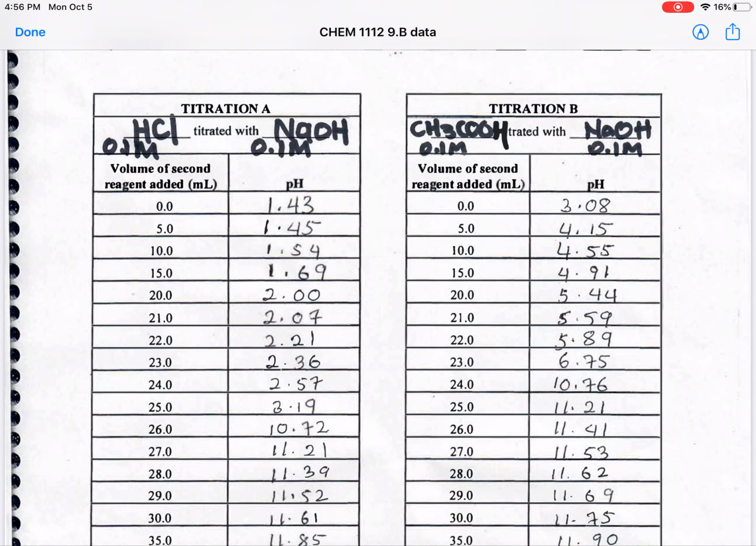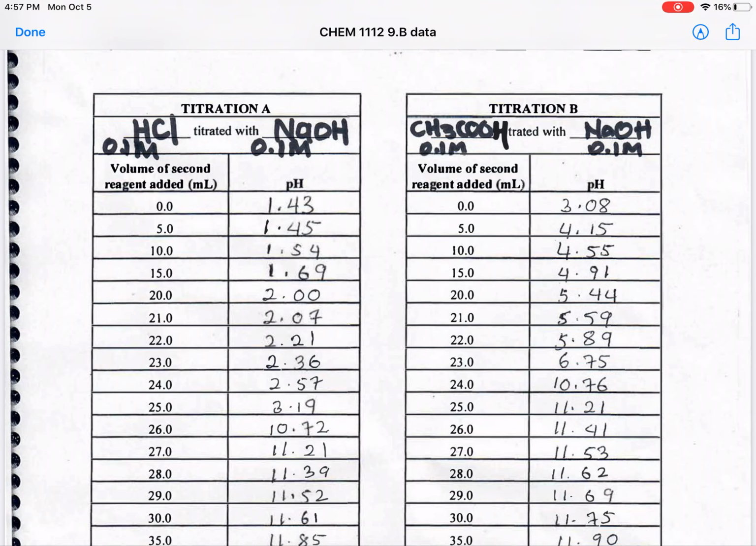Instead, we're going to monitor the pH of the solution and then we're going to draw a graph, and from the graph we're going to find out what the end point of the titration is. So the first one that you are performing is a titration between a strong acid and a strong base. Our strong acid is hydrochloric acid, 0.1 molar, and the strong base is 0.1 molar sodium hydroxide.